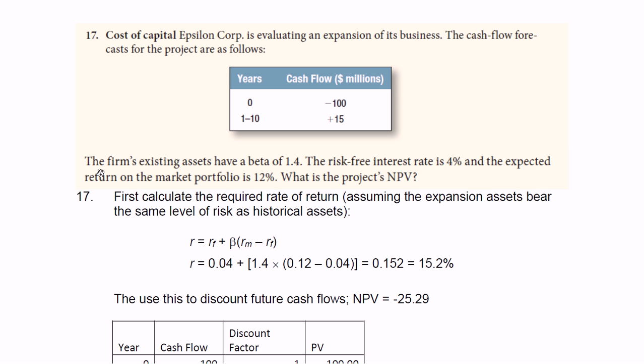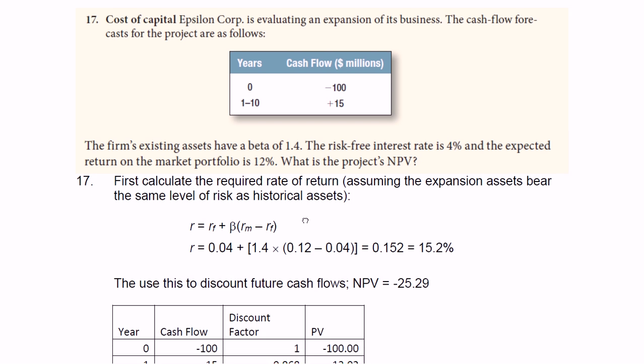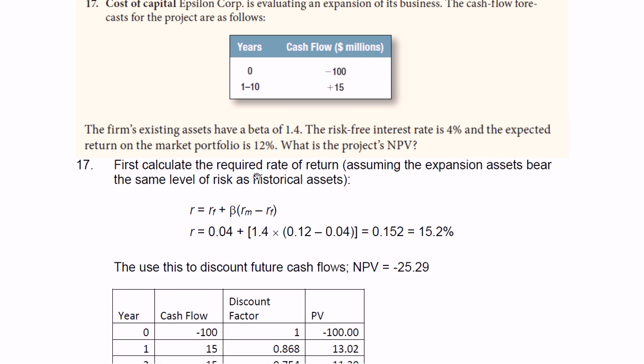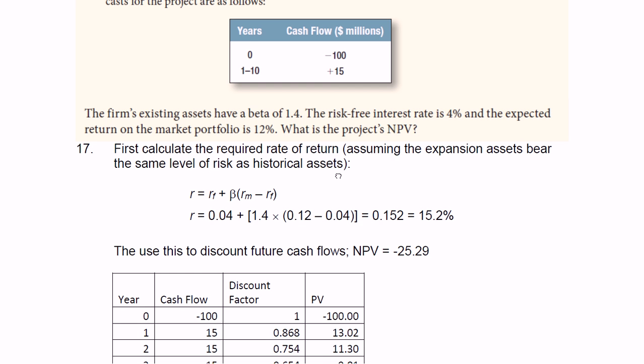The firm's existing assets have a beta of 1.4. The risk-free interest rate is 4%, and the expected return on the market portfolio is 12%. What is the project's net present value? So we first calculate the required rate of return, and to calculate this, we assume the expansion assets bear the same level of risk, that is 1.4, as the historical assets.